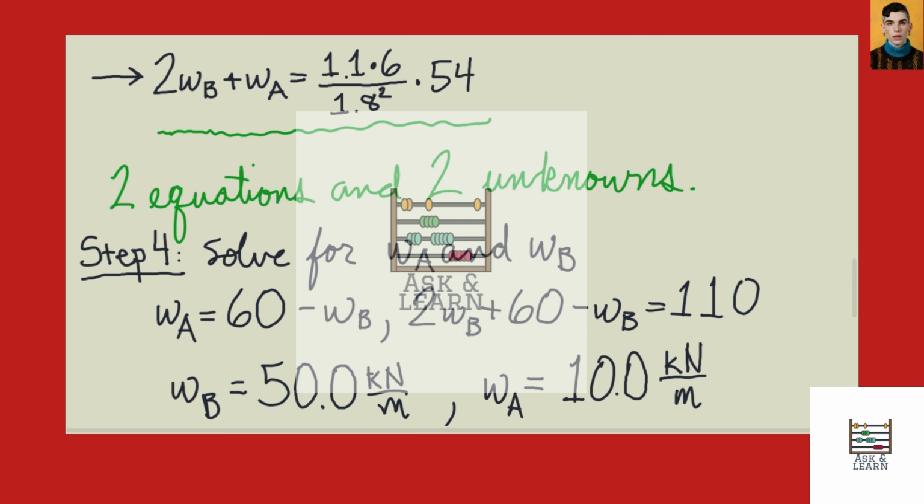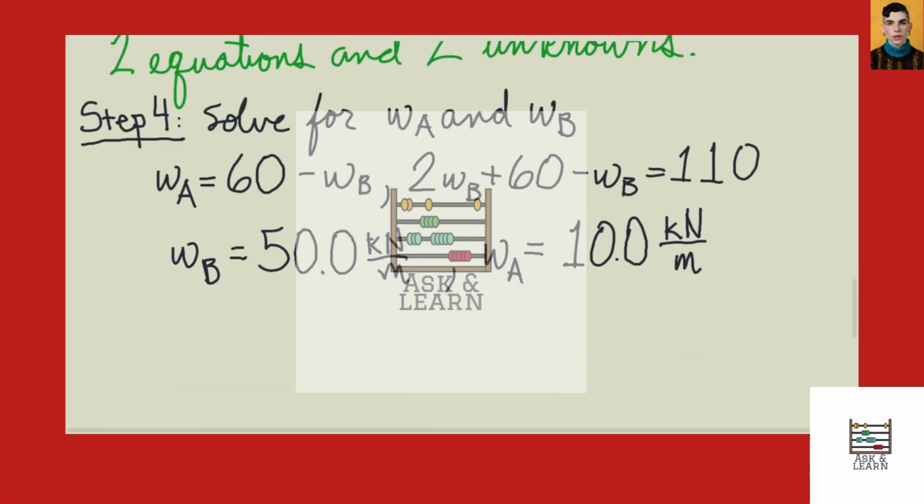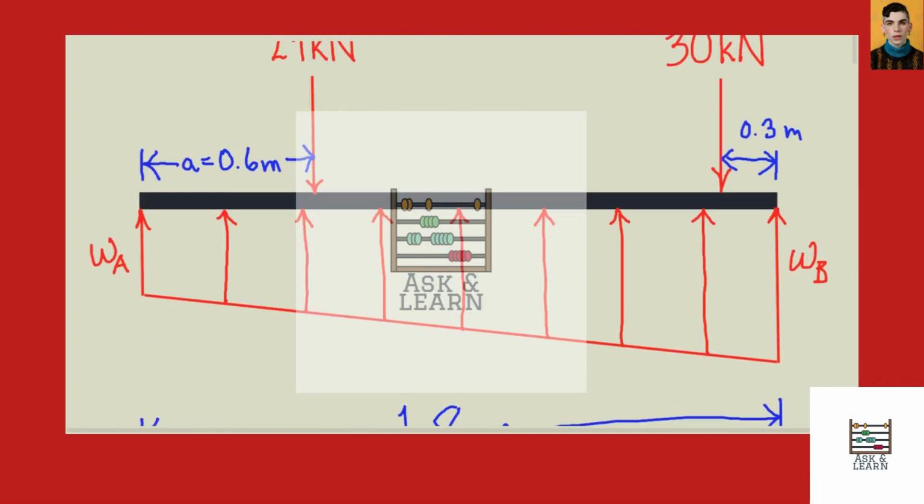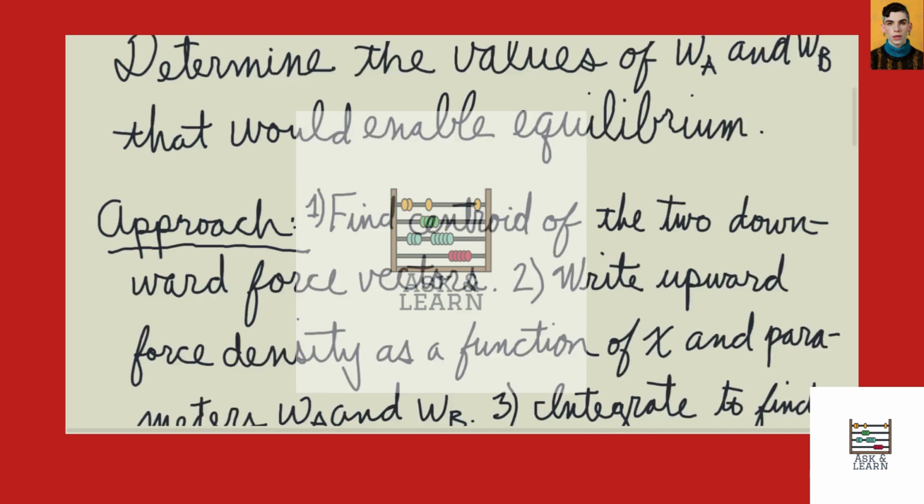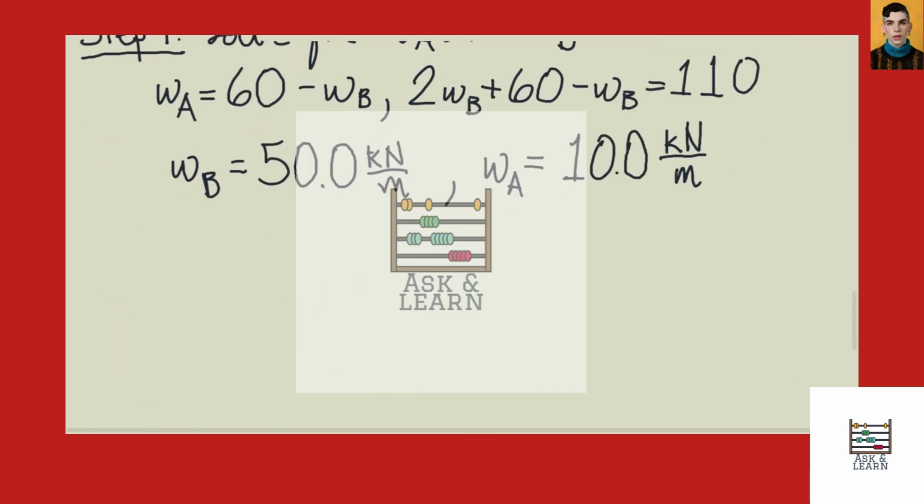W sub A can be written as 60 minus W sub B. Inserting this value of W sub A written in terms of W sub B into the other equation leaves us with 2 times W sub B plus 60 minus W sub B equals 110. That's what this evaluates to. And solving for W sub B here, we're left with 50.0 kilonewtons per meter. And again, that's for our final y-coordinate of our force density linear relation there.